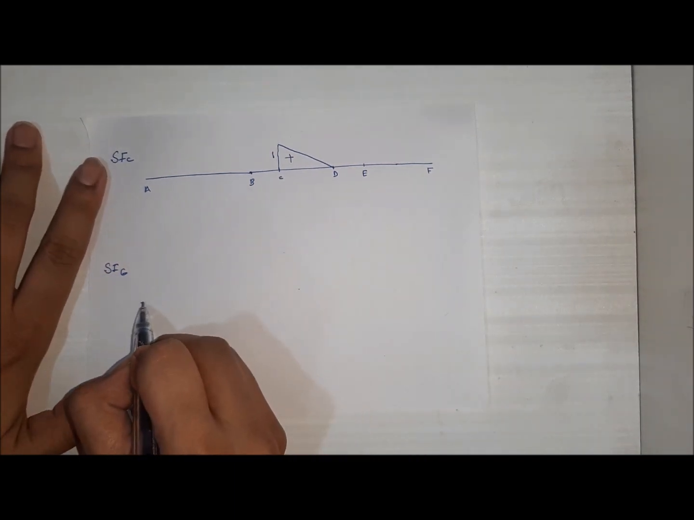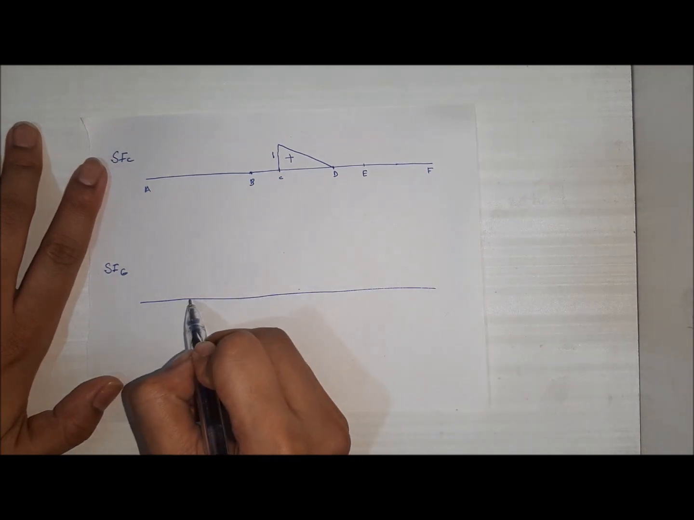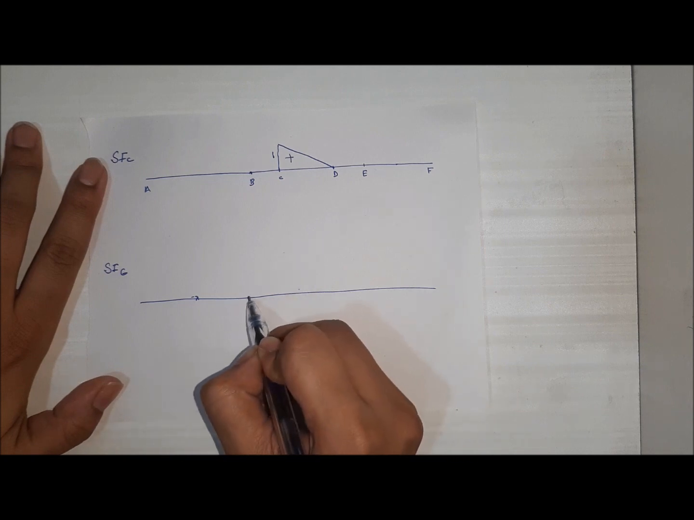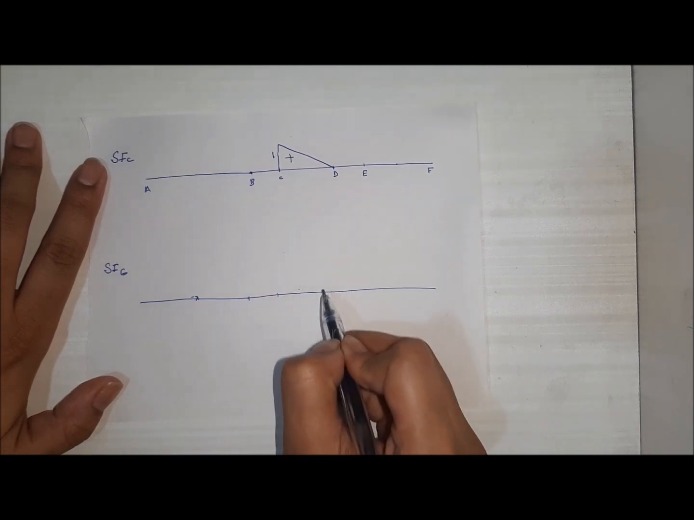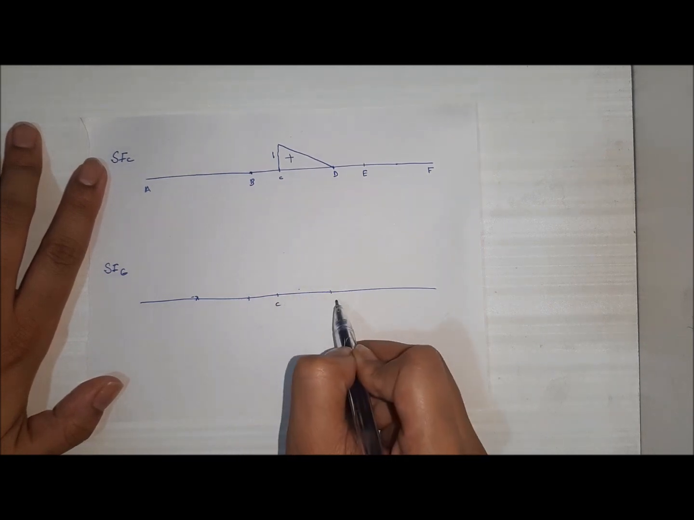For plotting the shear force at G, that is the section in between A and B, right? This is B, this is C, and this is D.